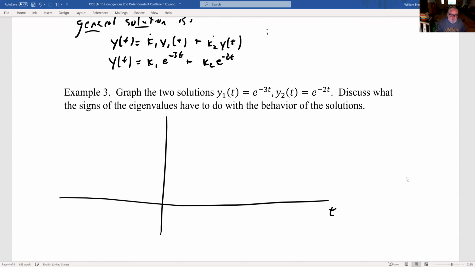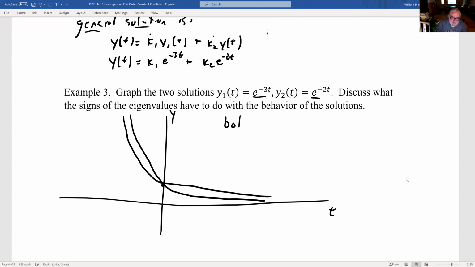Here's t, here's y, and we want to plot solutions to this. Note that there's no slope field or anything for this because it's a second order equation, not a first order equation. So e to the minus 3t looks like that. E to the minus 2t looks like that. So signs are both negative.